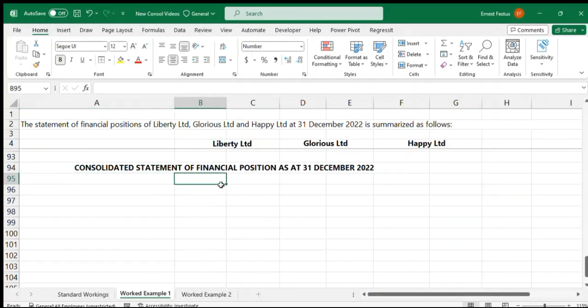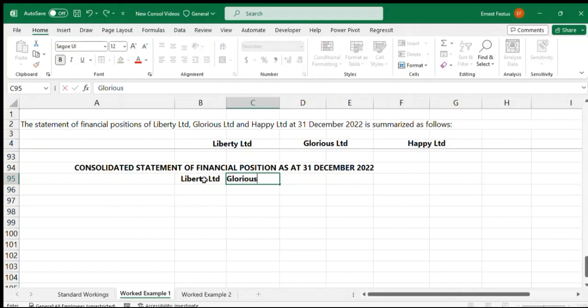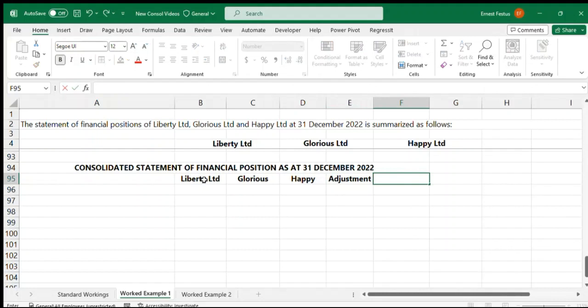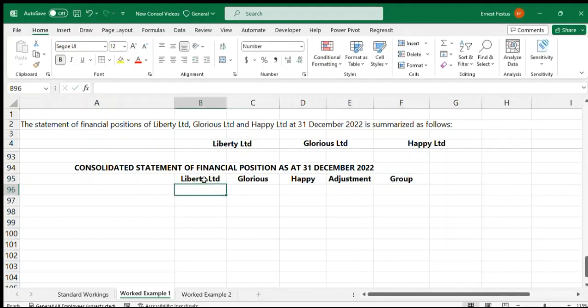Alright, so we have the statement of financial position, and since this is consolidation, we will have our 3 entities. So we have Liberty Limited, we have Glorious, we have Happy, and then we have an adjustment column before we have the group.